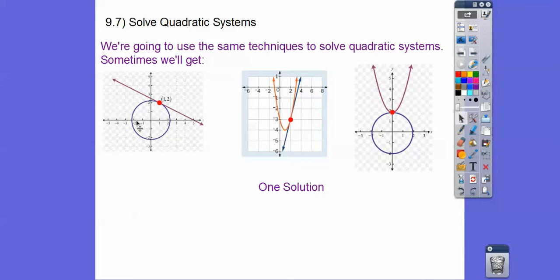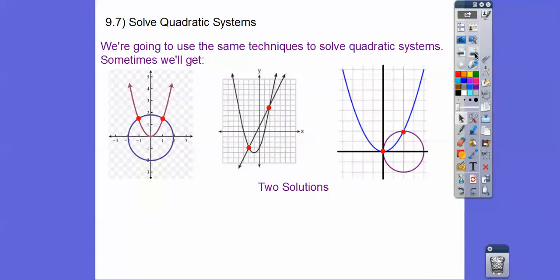Sometimes we'll get one solution. Here's a line and a circle intersecting, a parabola and a line intersecting, and a parabola and a circle intersecting. So there you might get one solution. You might get two solutions. Can you see this parabola and circle intersecting in these two spots? Here we have a line and a parabola intersecting in two spots, and another parabola and a circle intersecting in two spots. Can you see two circles intersecting in two different spots? How about an ellipse and a circle, or a hyperbola and a circle? You have to think about it a little bit, but it can.